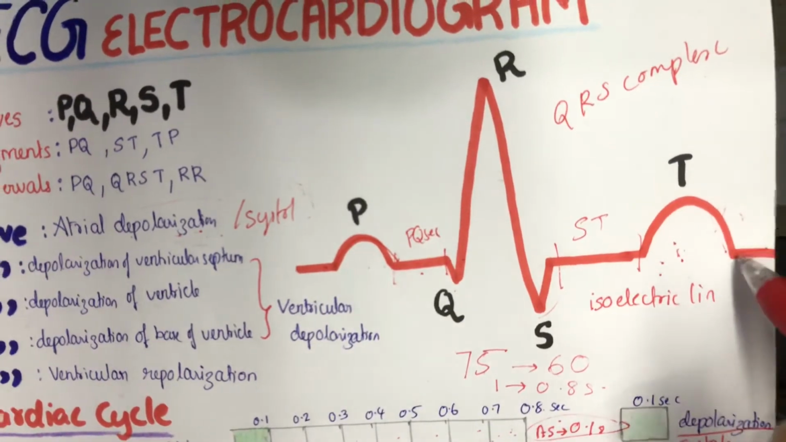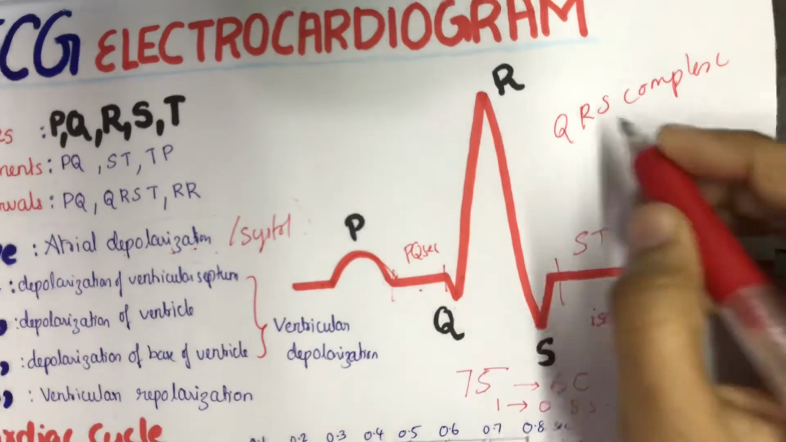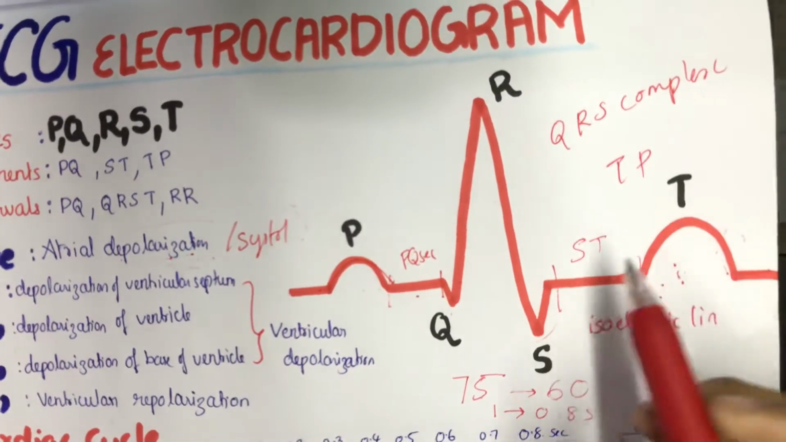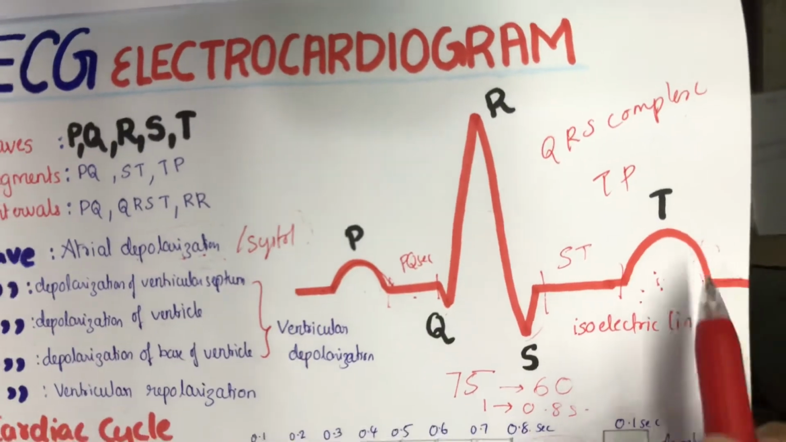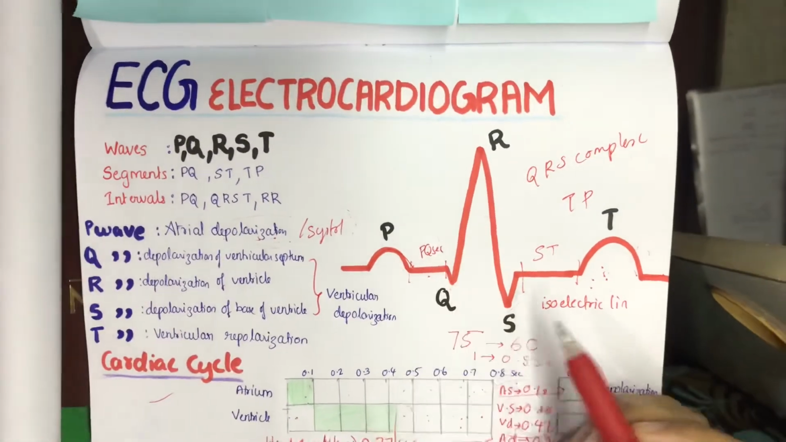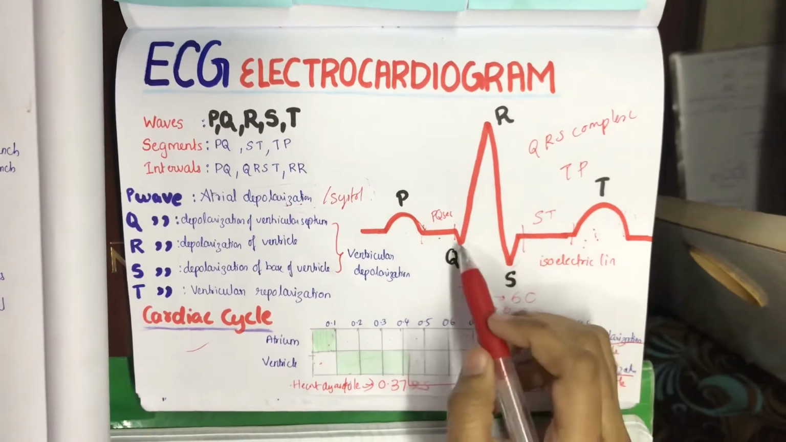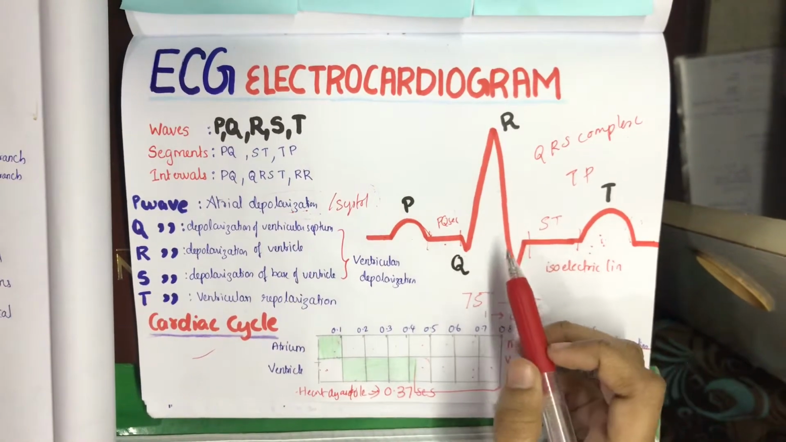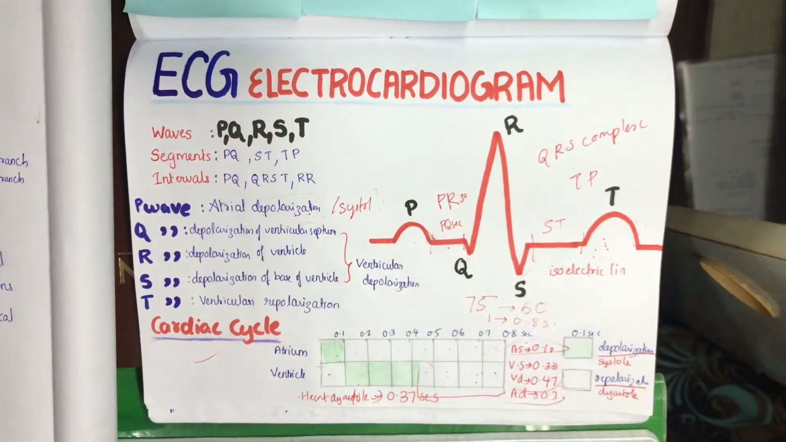We can see another isoelectric line also, like this one and this one. If it is continuing, then there is another P wave. So this is the TP segment. So I told three segments: PQ, ST and TP. Most of the time it is PR. Why is it PR? Because most of the time the Q wave will be absent or very negligible. So we usually say PR segment. Okay, there is no such difference in that.